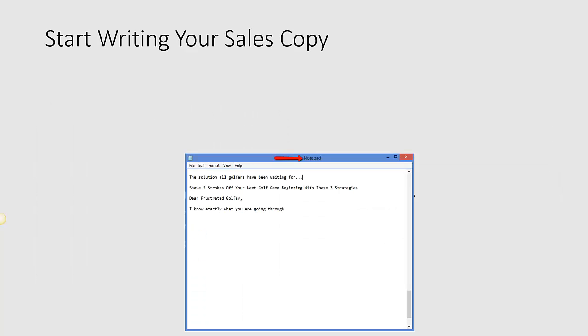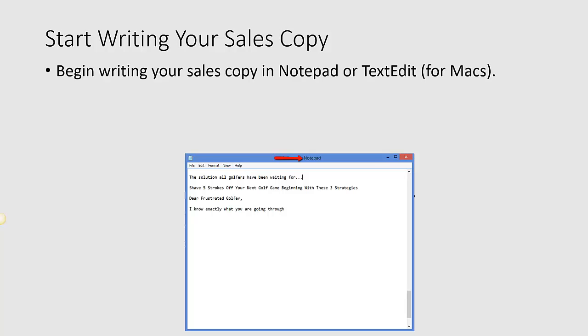So the next part here, we've reviewed our copy, we reviewed the elements of good sales page copy, we've reviewed sales page tips and things to include. Now it's time to start taking action and start writing your sales copy. So as you can see here, we've got a picture of a notepad file. So you can begin writing your sales copy in a notepad or text edit file, which is TextEdit for Mac. Notepad typically comes pre-installed on all Windows computers. And that's actually what I use to write my sales copy.